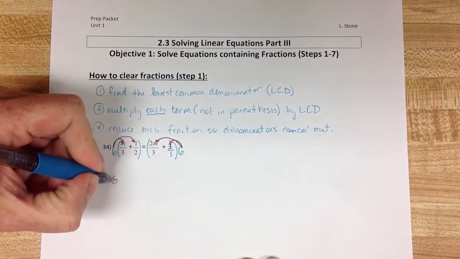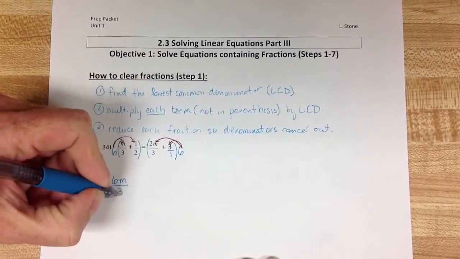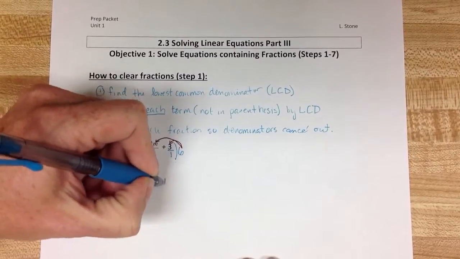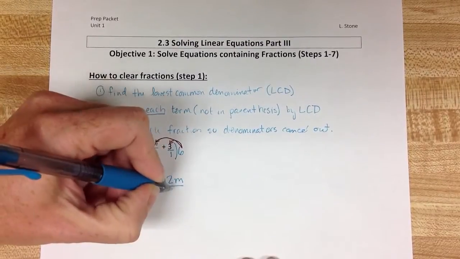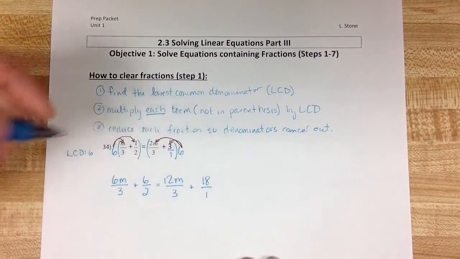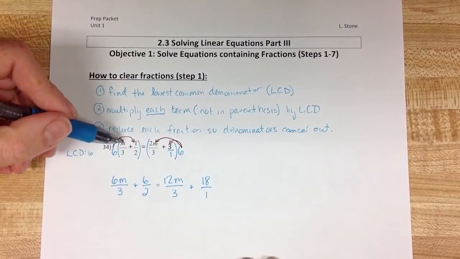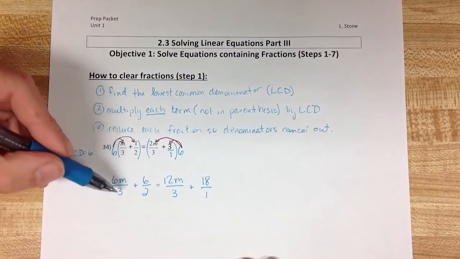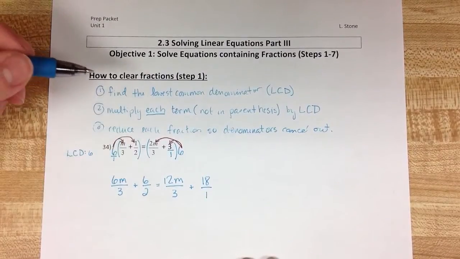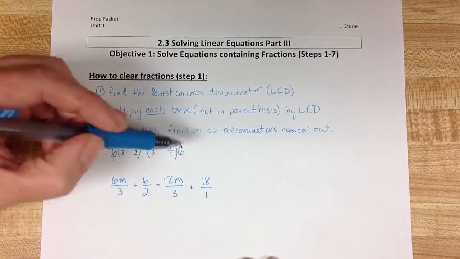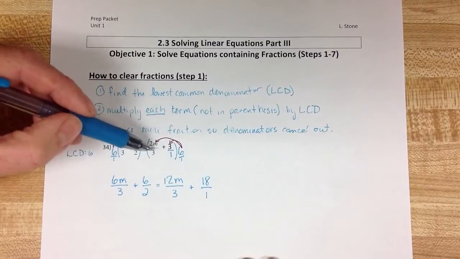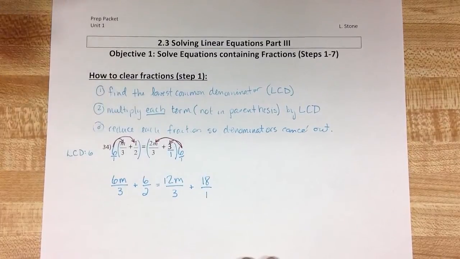That will give me 6m's over 3 plus 6/2 and equal 12m over 3 plus 18 over 1, because 6/1 times m thirds gives me 6 times m on top, 3 on the bottom. 6/1 times 1/2 is 6/2. On the other side, 6/1 times 2m would be 12m over 3, and 3 times 6 is 18.